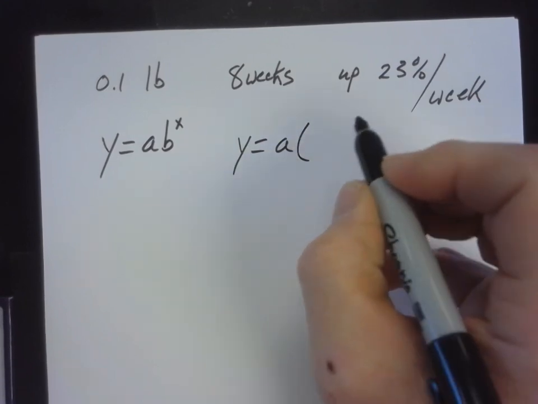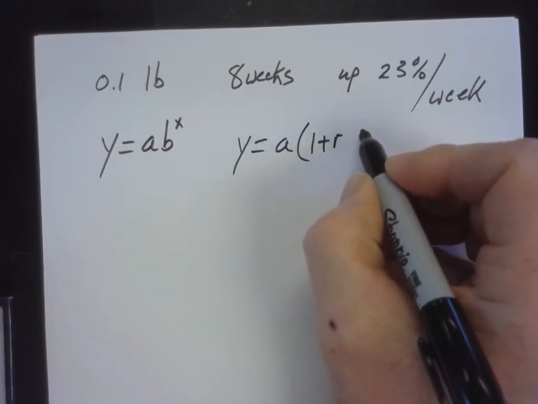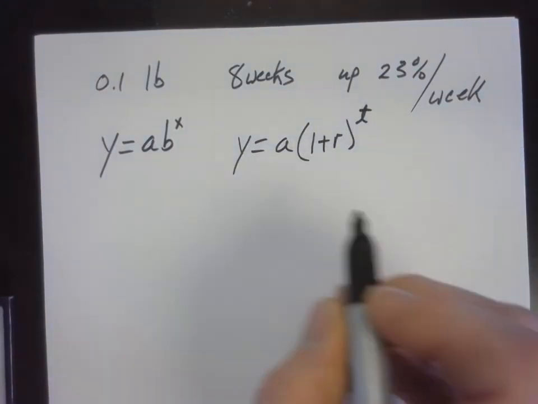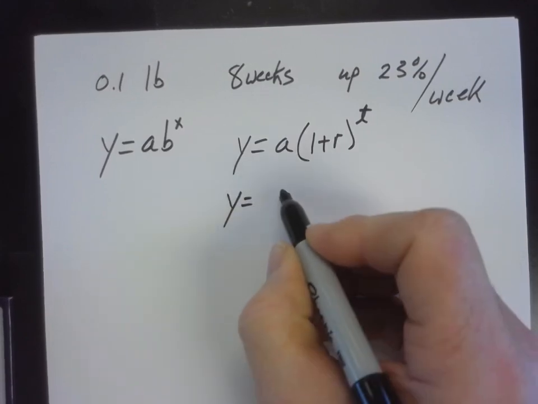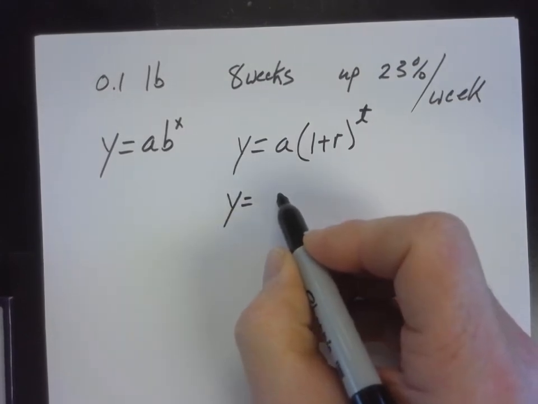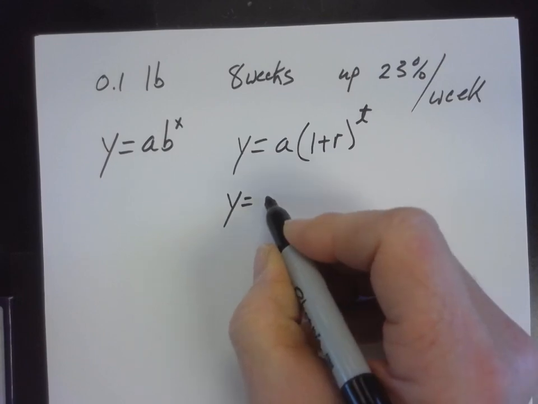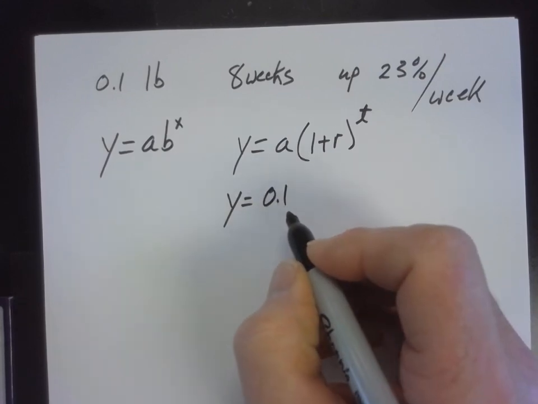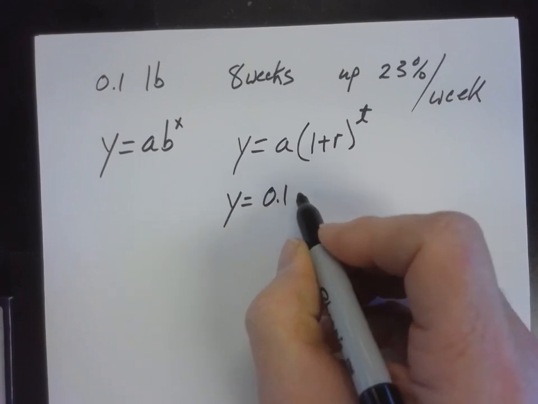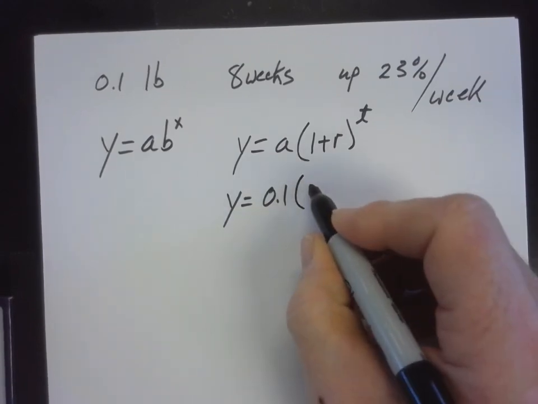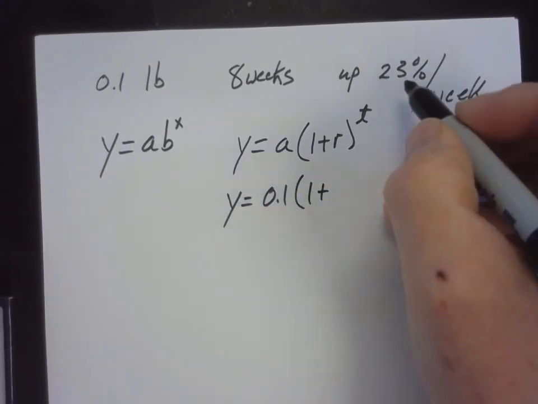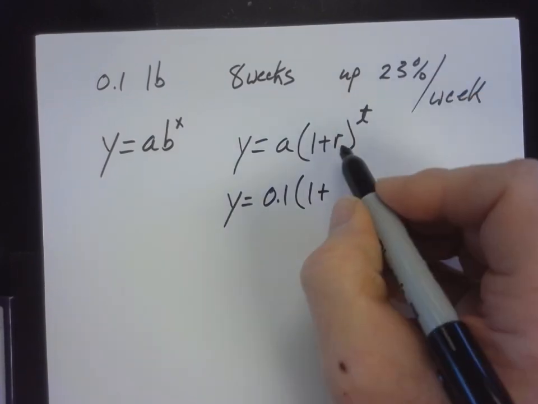We changed it a little bit and we said 1 plus the growth rate to the time. So we know the initial weight, like when it first hatches out of the egg, basically. What does it weigh? It weighs 0.1 pounds. Tiny little bit, right? But then, what's our growth rate? 23%. So what goes right here for R?